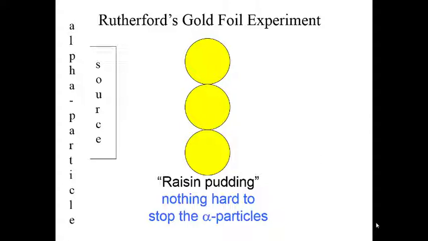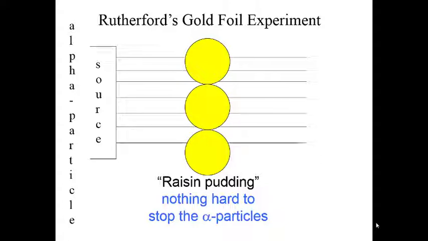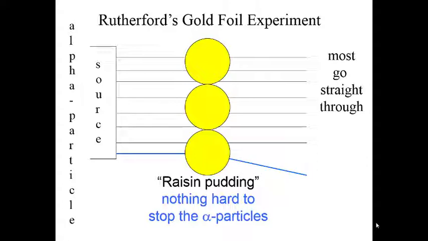Imagine throwing a baseball at a very thin wall made completely of raisin pudding. As you would predict with the baseball, he predicted the alpha particles would go straight through. Upon opening the source, he found that most did go straight through. There were some that deflected, as shown by the blue line.